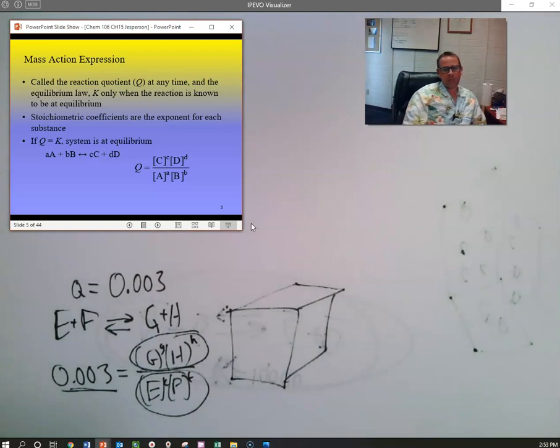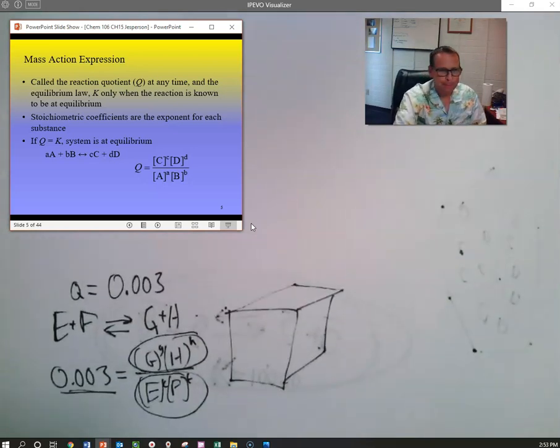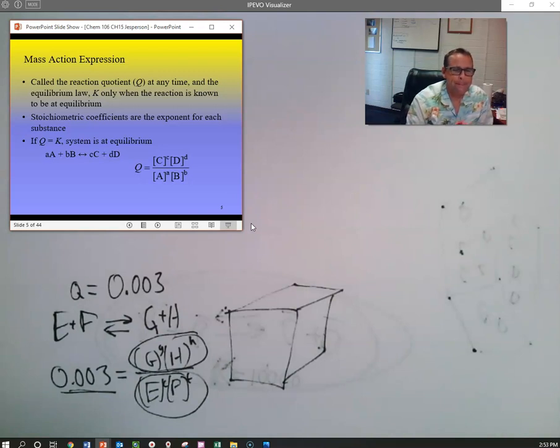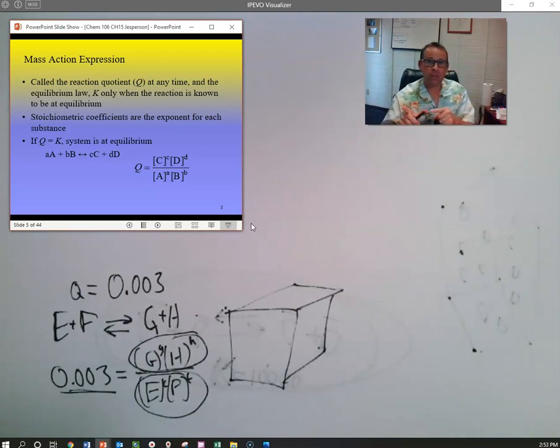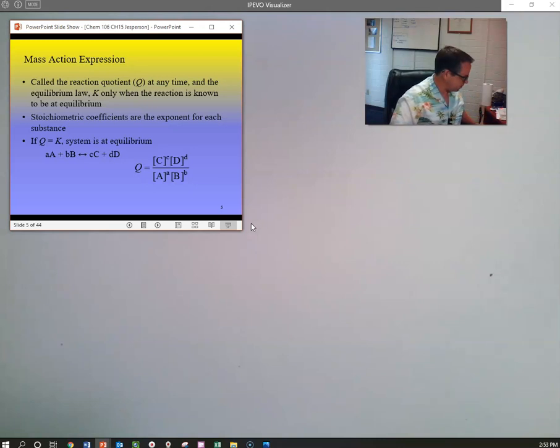Okay? So, go ahead. How can the concentrations be at equilibrium if they're not equal? Well, equilibrium doesn't mean equal. Equilibrium just means that the reaction going forward is occurring at the same speed as the reaction that's going in reverse. Oh, okay. We'll talk more about it. This is just the beginning.